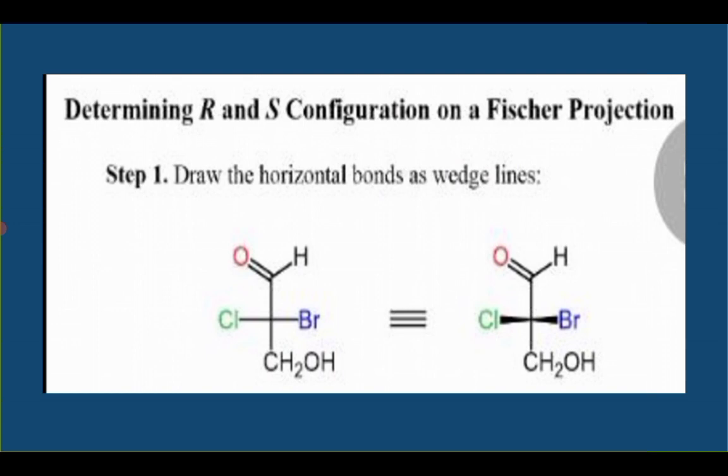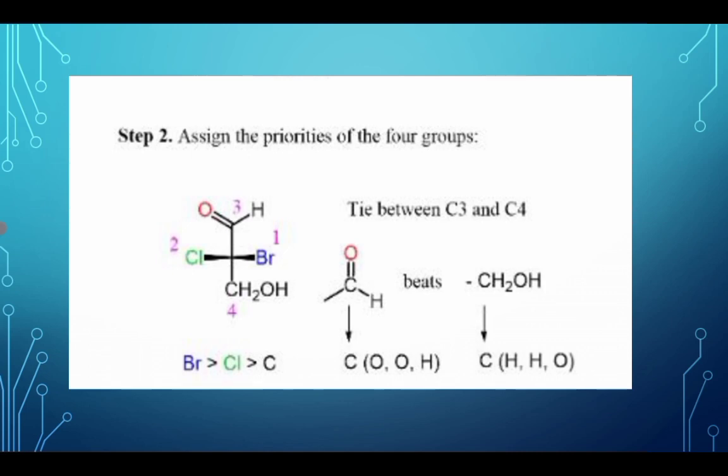Let's see how to assign the R and S configuration from a Fischer projection. Fischer projections are very helpful to assign R and S configuration, especially in compounds with more than one chiral center. There are three steps to follow. The first step is to assign priorities to the four different groups attached to the chiral center, as per their decreasing atomic number. Accordingly, bromine gets first, chlorine second, aldehyde third, and CH2OH fourth.